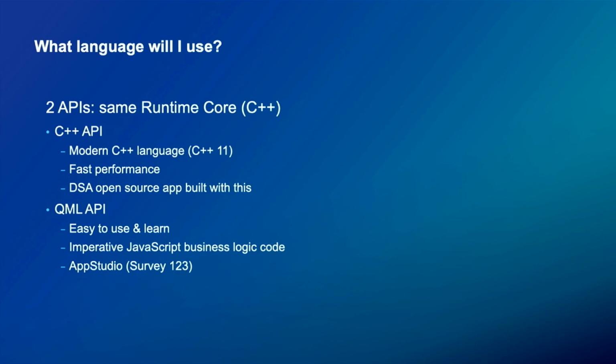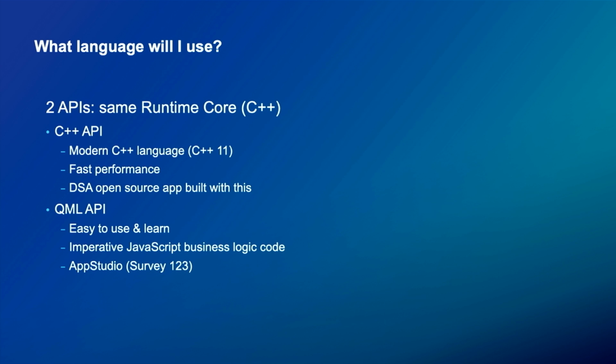Okay, as far as programming languages, we have two different APIs that we offer. Both use the same runtime core, which again is C++. So we get the same performance, we get the same end user experience, and we get the same features as well. So it's really up to you on what you want to pick. We've first got C++. This is a modern C++ API. It's based off C++11, so you get all of the new cool features. It's very fast. We chose to use it for our DSA open source app that you've seen in the plenary and maybe in the showcase.